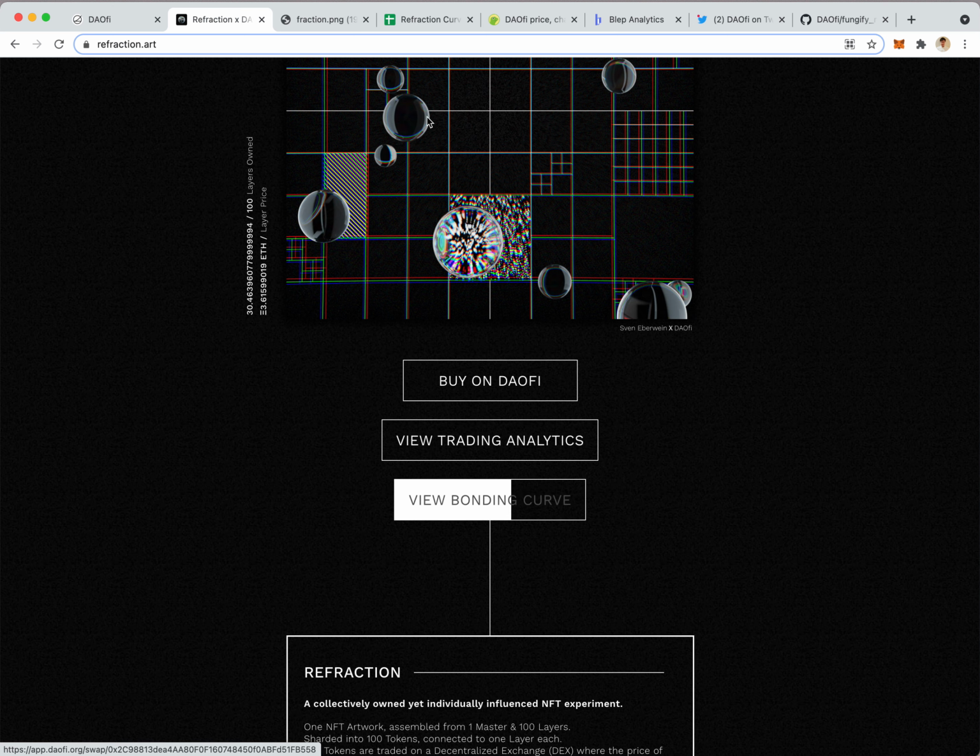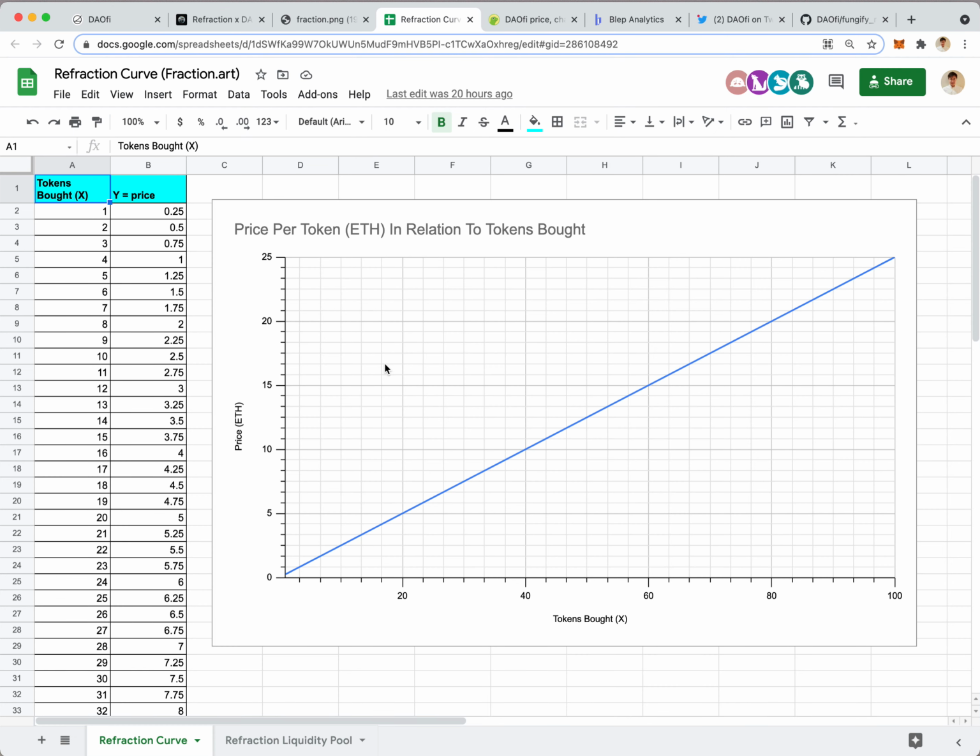And what the bonding curve is, the difference with DAOfi versus any other exchange is the calculation for how the token price is done: it's a linear price appreciation. This is not like Uniswap, which has a fixed ratio of both the quote and the base token. Instead, DAOfi has a bonding curve that's linear to set the price of the token. So every time tokens are bought, it follows the schedule.